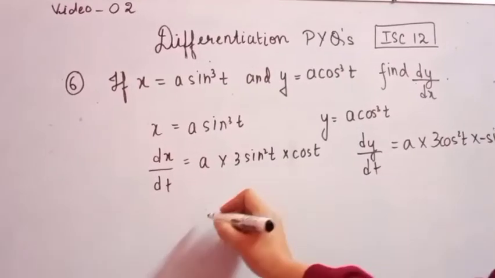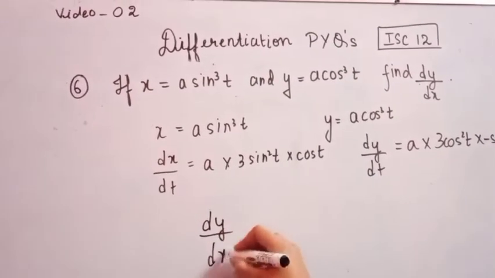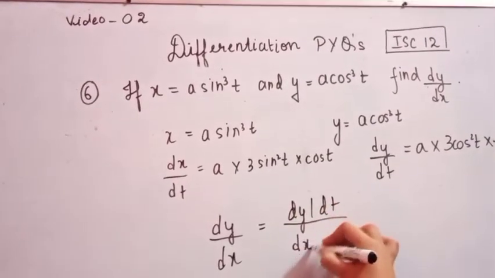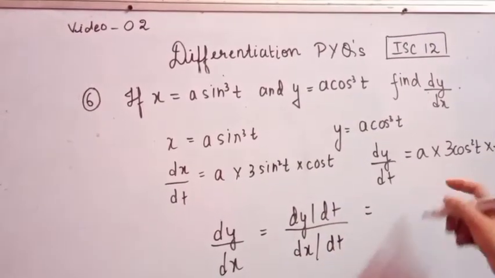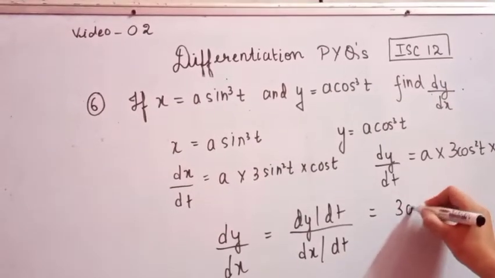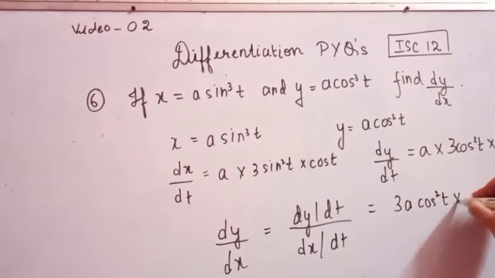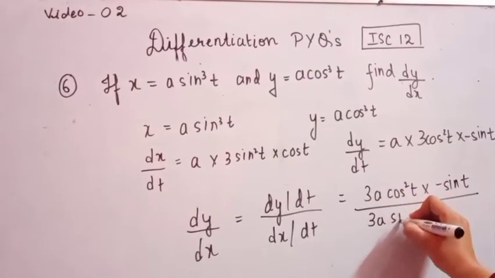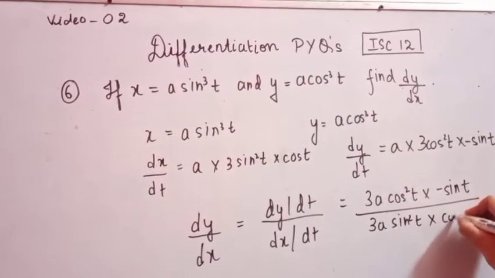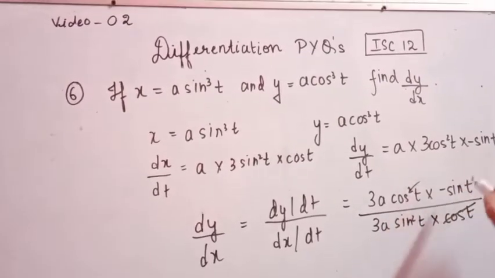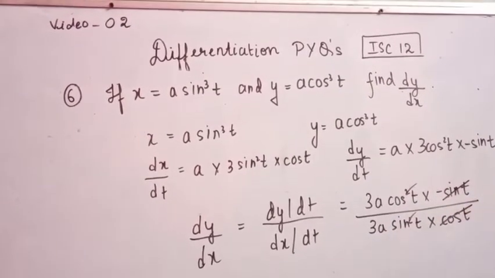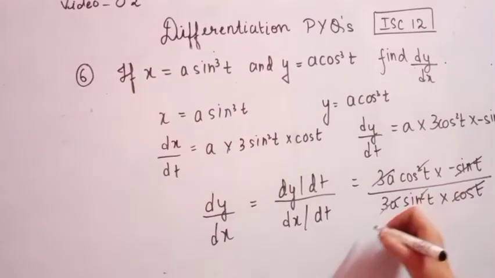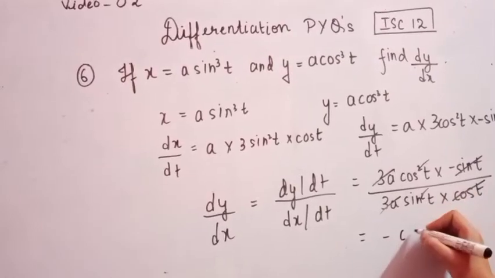Alright, now we want dy by dx. So we'll get dy by dx by dividing dy by dt with dx by dt. Now putting the values, that is 3a cos square t into minus sin t divided by 3a sin square t into cos t. So cos t cancelled, sin t cancelled, 3a and 3a also cancelled. So the answer comes out to be minus cot t.